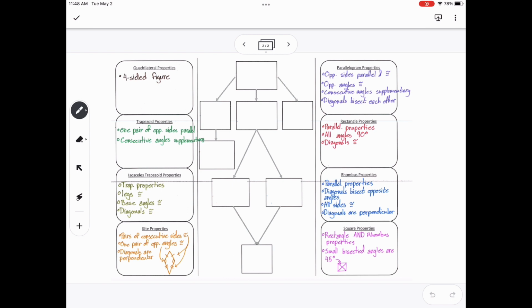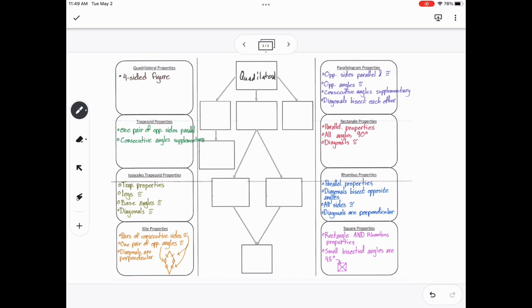For a rectangle, parallelogram properties, so same as those, but all angles are 90 degrees, diagonals are congruent. For a rhombus, you have parallelogram properties as well. Diagonals bisect opposite angles, all sides are congruent, and the diagonals are perpendicular. And then the last one, squares, has the same properties as rectangles and rhombuses, but the small bisected angles are 45 degrees. So now that we have all those mapped out, we can start with our classification.